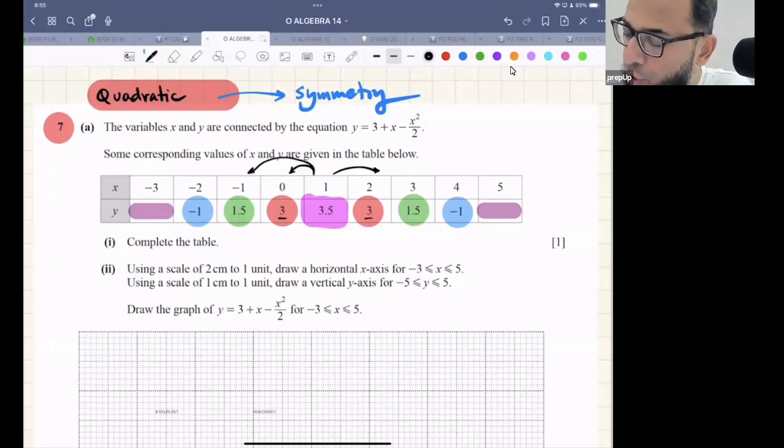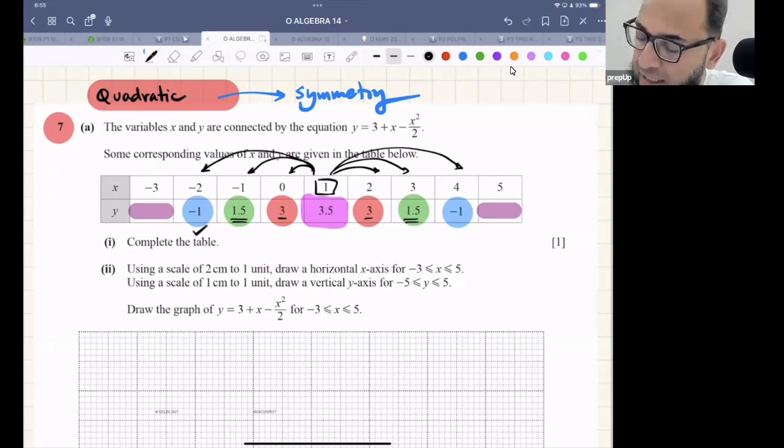2 units, 2 units, they are giving us the same value. Similarly, this one, 3 units on the left, 3 units on the right. From this point 1, they are giving us the same value. Therefore, we will be getting the same value for -3 and the same value for 5.